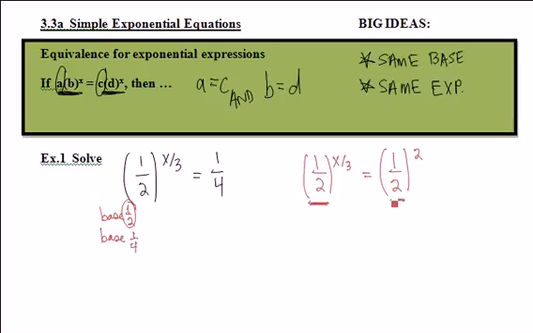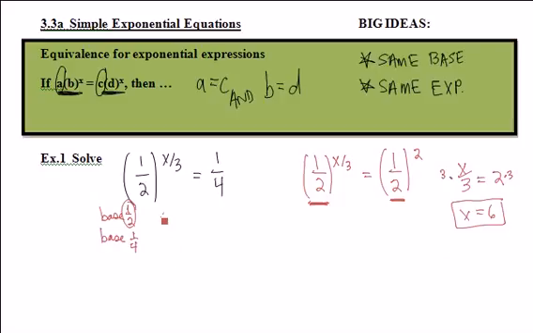Now that looks a lot easier to solve, believe it or not, because I already have equivalence with the 1/2 base, and then I can simply look at the exponents and say, well, if these are going to be equal expressions, the only way that will happen is if the exponents are equal. Simply multiply by 3 on both sides there, and you have x equals 6, which is the solution.